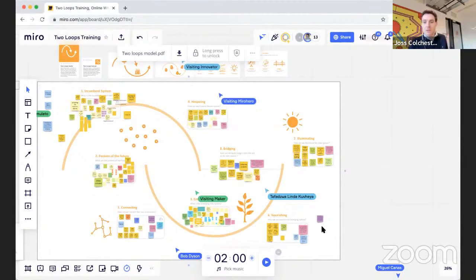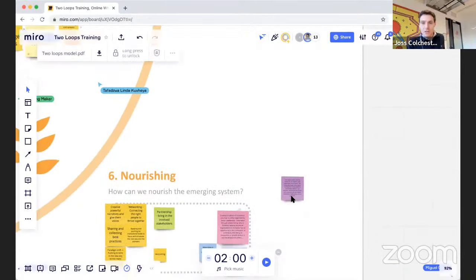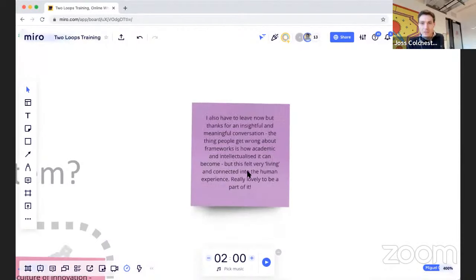Okay. There's a little bit of feedback from Joss, who had to leave early. I also have to leave now, but thanks for an insightful and meaningful conversation. The thing people get wrong about the framework is how academic and intellectual it can become, but this felt very alive and connecting in the human experience. Really lovely to be part of it.